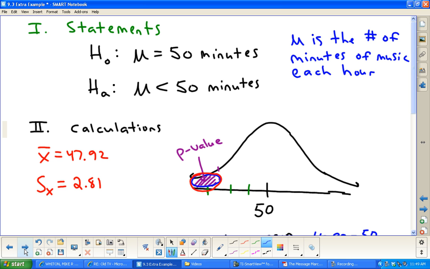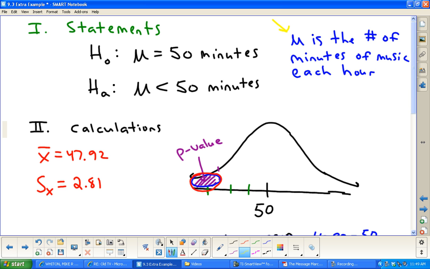Okay, again, we always are going to assume for the null hypothesis, H0, is that the mean equals some number. In this case, 50 is that number. The alternative, the thing that we believe, is that it's actually less than 50, H sub A. And then, of course, over here, we will define our parameter so your reader knows what you are testing.